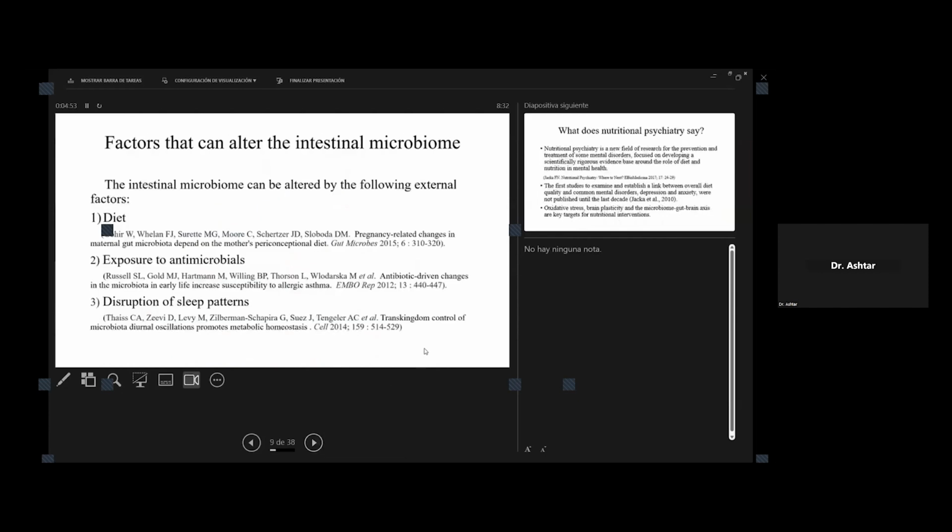Factors that can alter the intestinal microbiome. The intestinal microbiome can be altered by the following external factors: diet, exposure to antimicrobials, and disruption of sleep patterns.